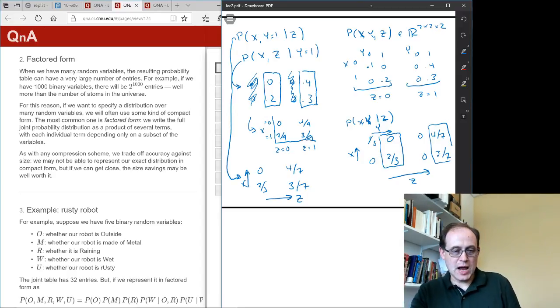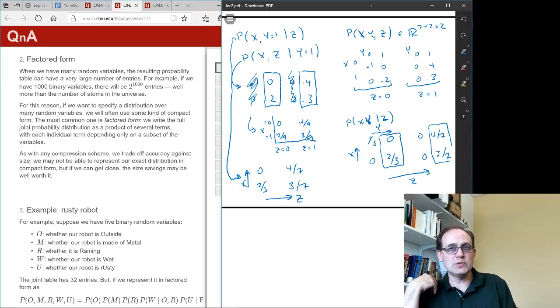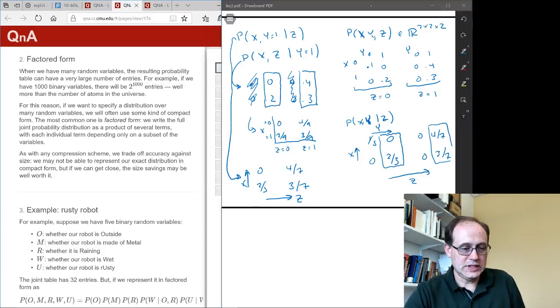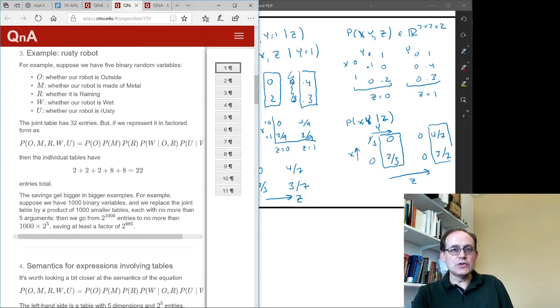All right. So yeah, we were at factored form. So basically the idea is we want a compressed form of a probability distribution, and we're willing to sacrifice some accuracy in order to get a representation that we can actually store in our computer. So let's take a look at an example of a factored form. So for this example, we're going to look at the story of the rusty robot.